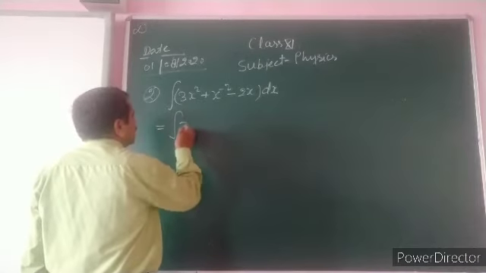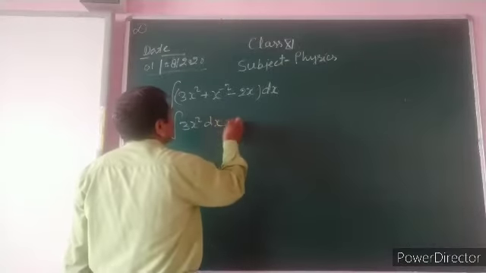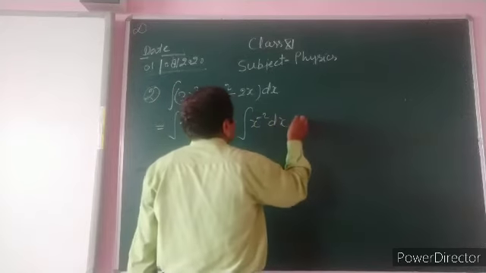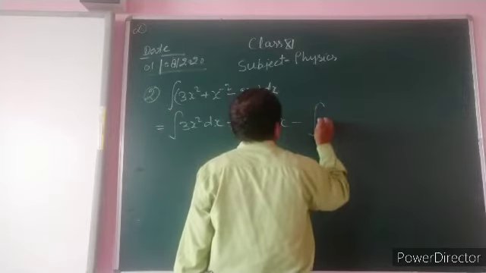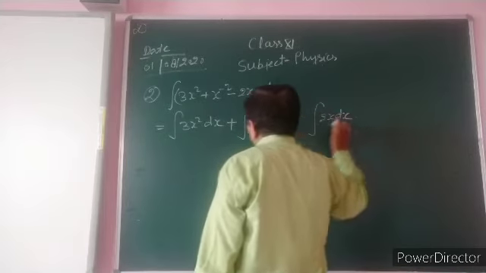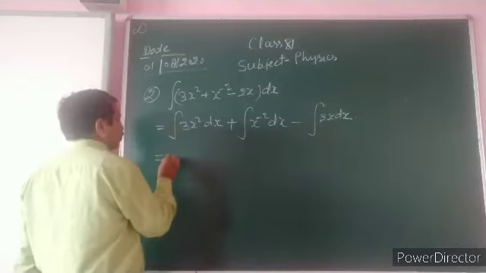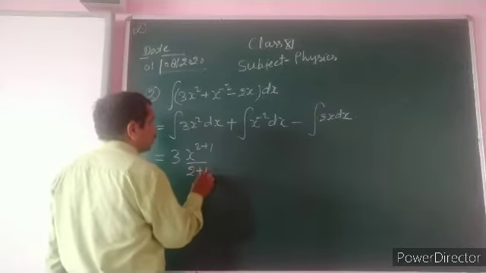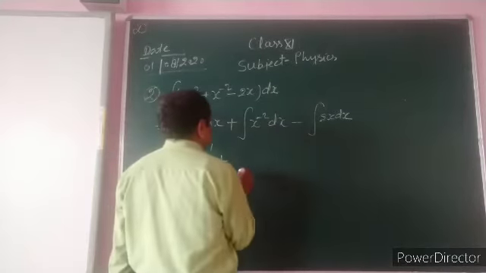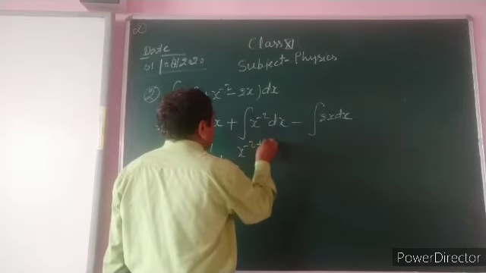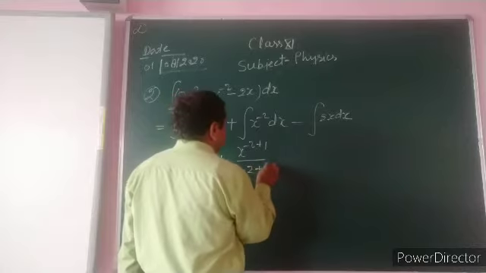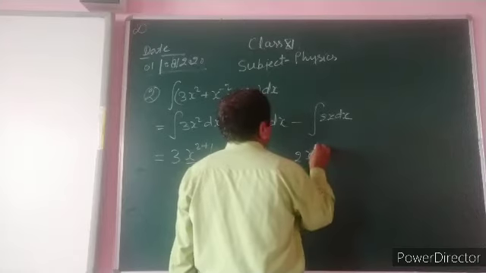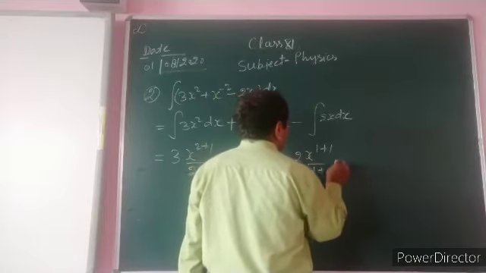Equals the integral 3x square dx plus integral x to the power minus 2 dx minus integral 2x dx equals 3 x to the power 2 plus 1 upon 2 plus 1 plus x to the power minus 2 plus 1 upon minus 2 plus 1 minus 2 x to the power 1 plus 1 upon 1 plus 1 plus c.